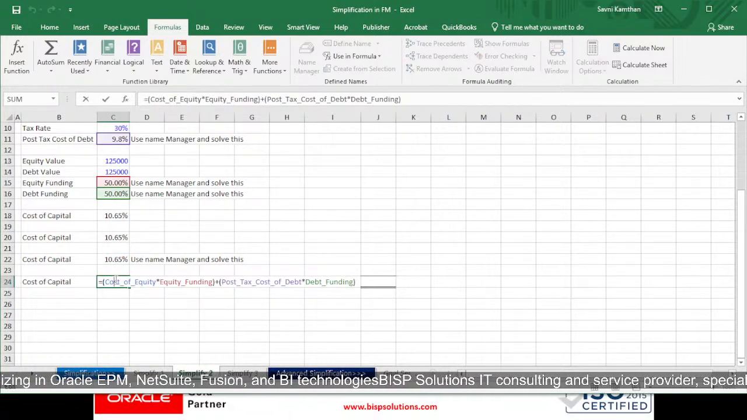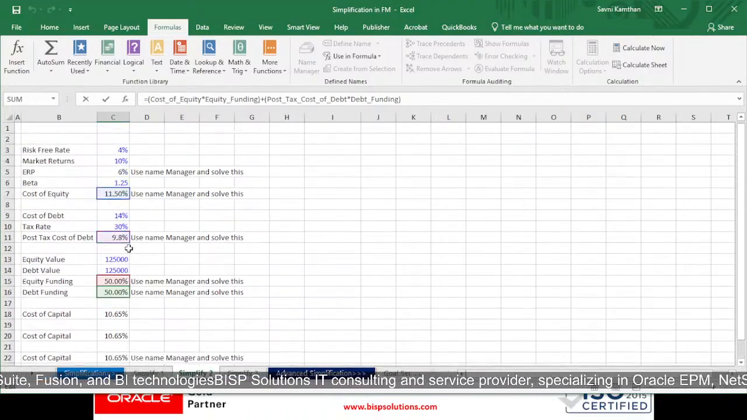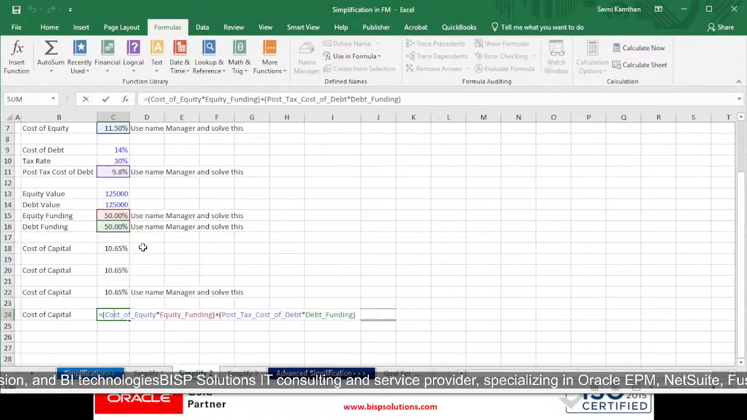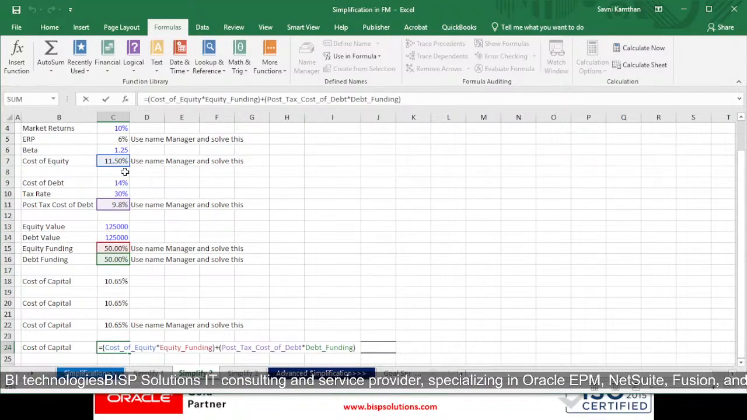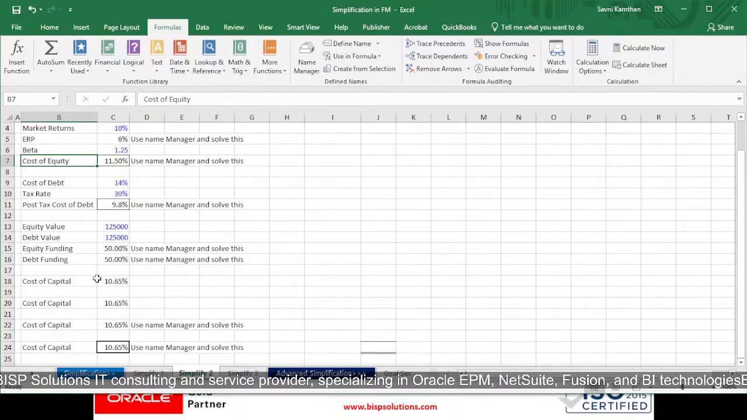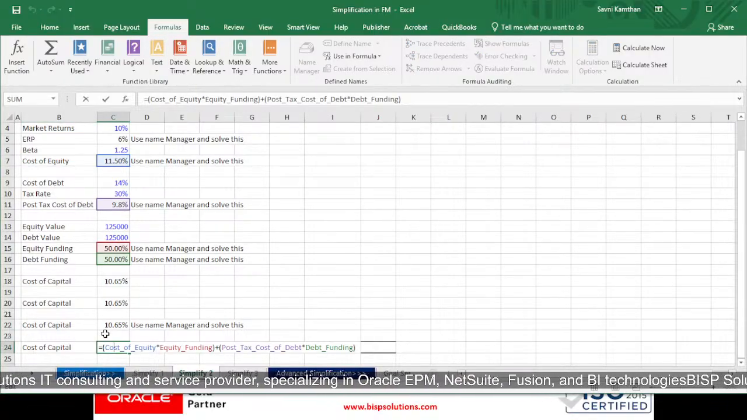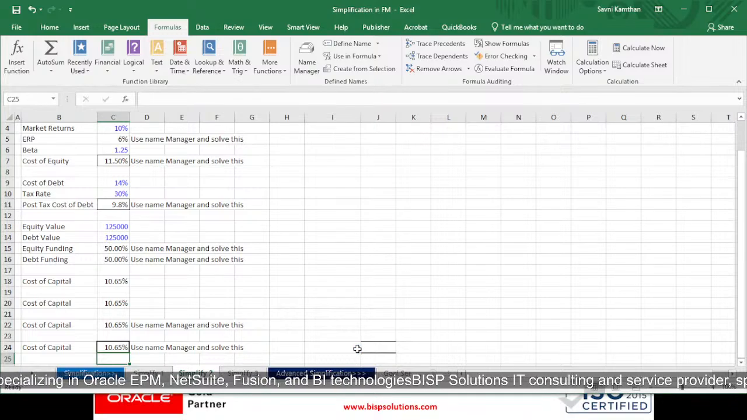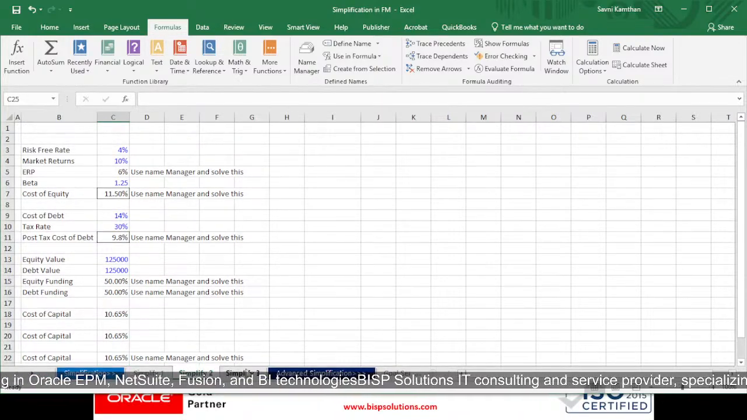Apart from that, what professionals use is, if we want to calculate cost of capital, they have given cell references for their cost of equity, post-tax cost of debt, equity funding, and debt funding, and these four give us the calculation of cost of capital. So this is the simplification second rule.